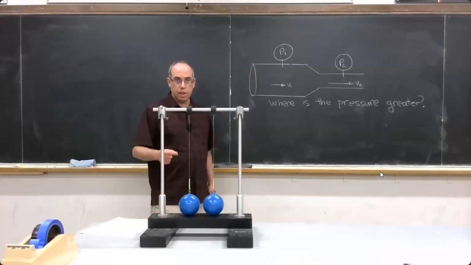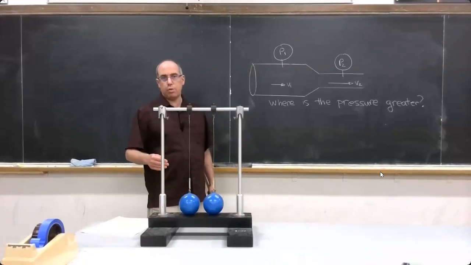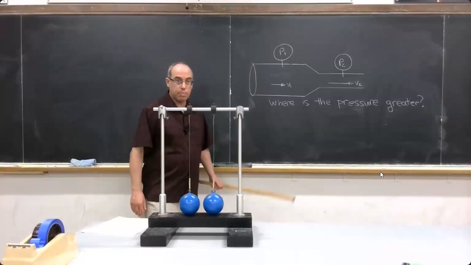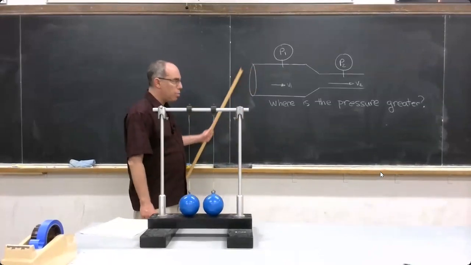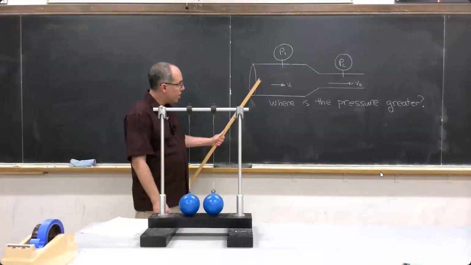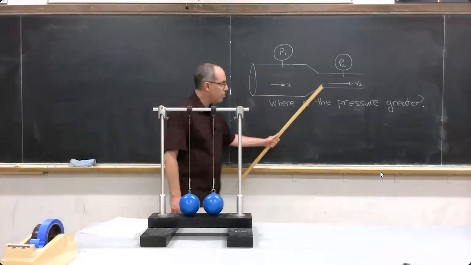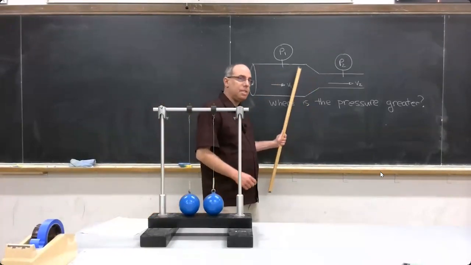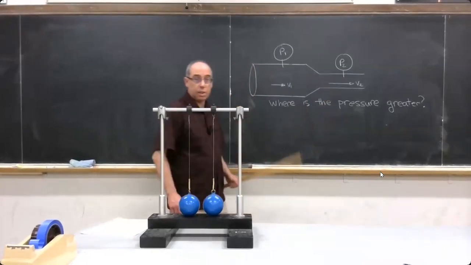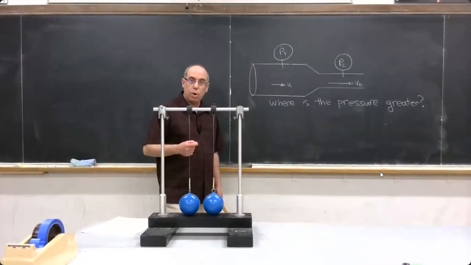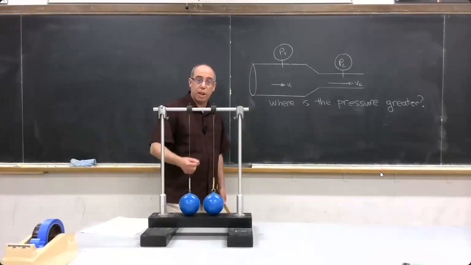In a previous video, we've considered a fluid flowing through a pipe with a constriction. We've learned that in the region where the pipe is wider, the fluid flows slower, and in the region where the pipe is narrower, the fluid flows faster. In this video, we want to consider how this affects the pressure.